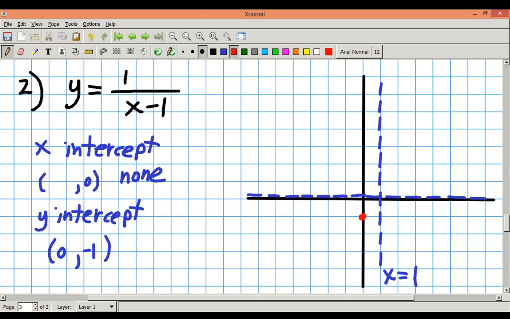So we can sketch in this branch right here because we know it's a boomerang shape. It's not going to cross either asymptote. It's going to go through that point we just calculated. So there's that branch.